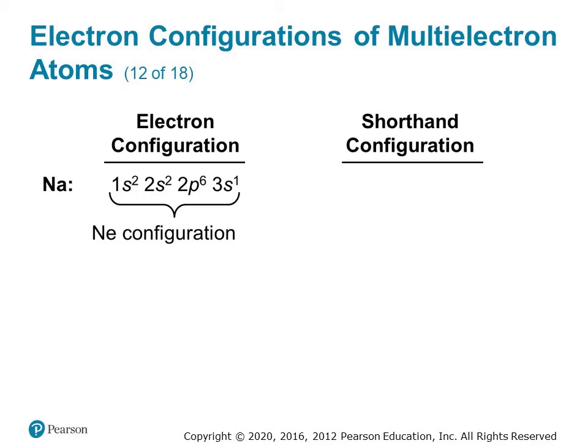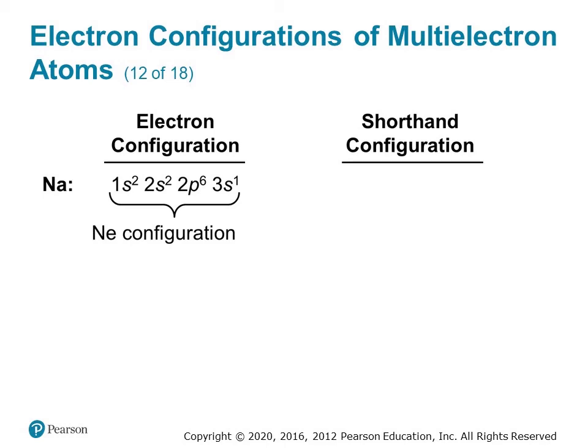Now, if you have to write the electron configuration for an atom with a larger number of electrons, things can get messy, or at least annoying, pretty quickly. To fix this, we can use what's called the noble gas shorthand configuration. Let's use sodium as an example. The full electron configuration is shown here.